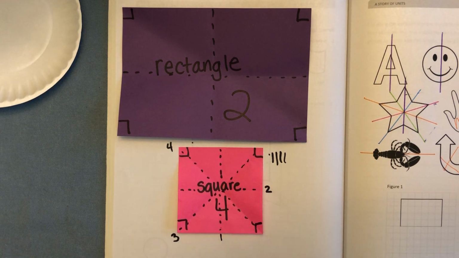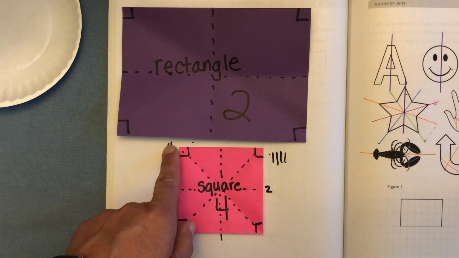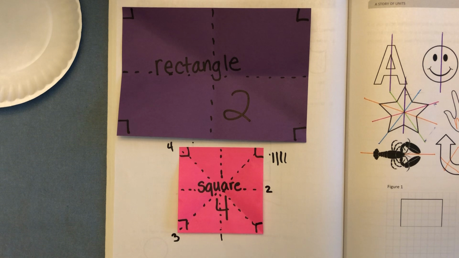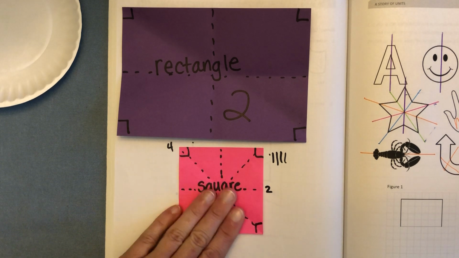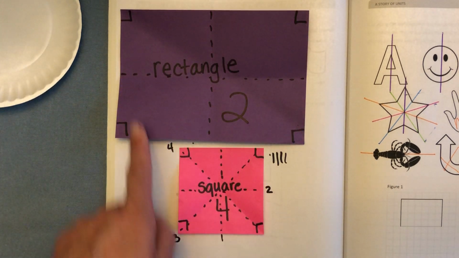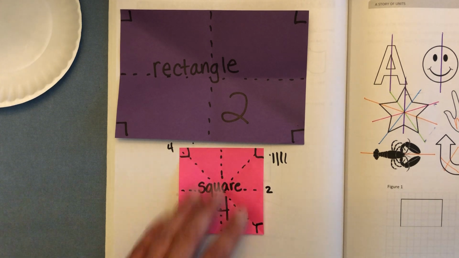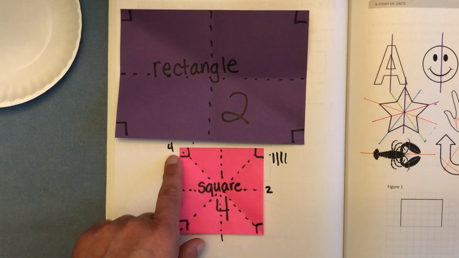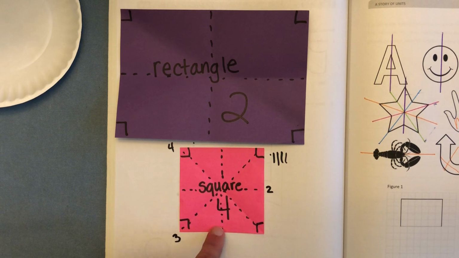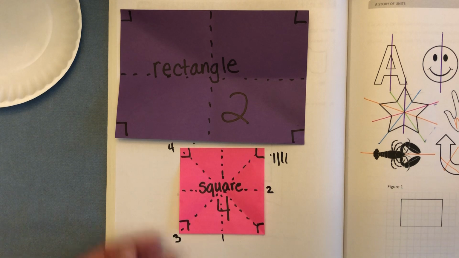Now, if you're noticing that something special was happening, the square had 4 sides of equal length. We call any shape that has sides that are all equal length a regular shape. And a square is a regular shape. A rectangle is not regular because it does not have sides that are all of the same length. So the square is a regular shape, and it's going to have the same number of lines of symmetry as it does sides. So the square has 4 lines of symmetry.